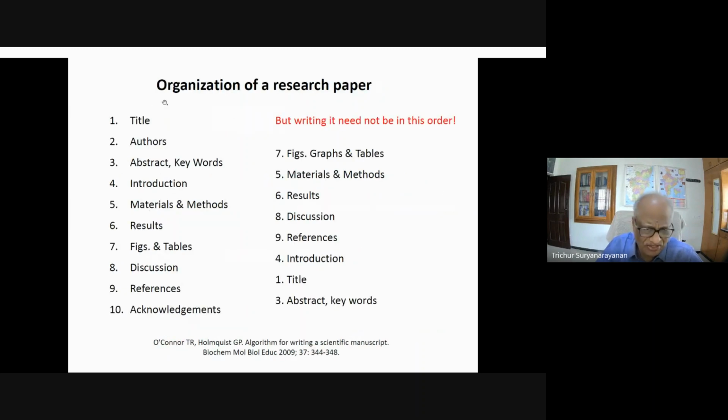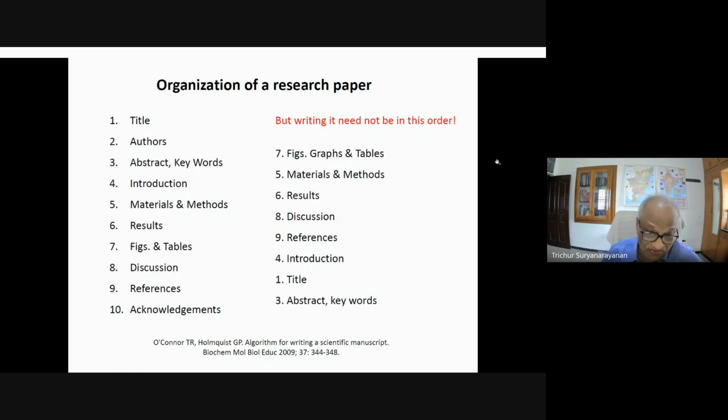Okay, so once again, if you see a published research paper, you first see the title, then you see the authors, then it goes on: abstract, keywords, introduction, materials and methods, results, figures and tables, discussion, references, acknowledgements. Okay, this is how a paper is usually designed when you see a printed paper. But when you start writing your own paper, it's better that you don't follow this order. Then what order to follow? According to O'Connor, writing the paper need not be in this order.